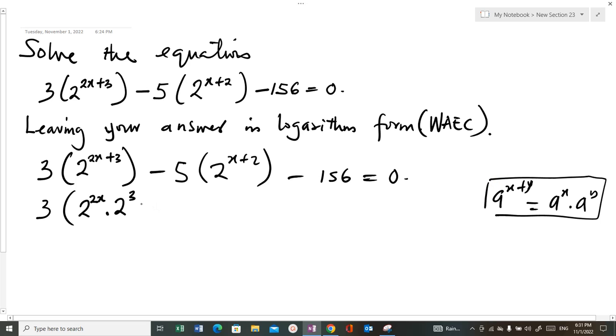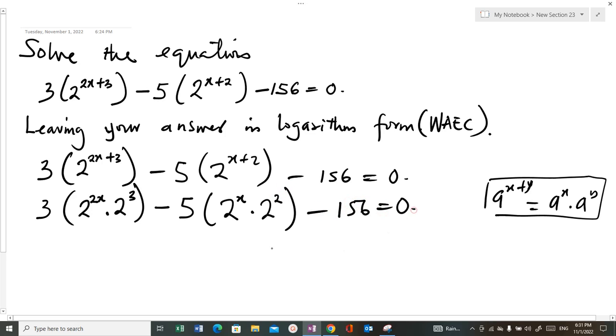So now, having expressed this like this, we now have minus 5 times 2 to the power of x times 2 to the power of 2 minus 156 is equal to 0. Now, using another expression for indices, a raised to power x times y is the same thing as a raised to power x in brackets raised to power y. So we're going to use it here.